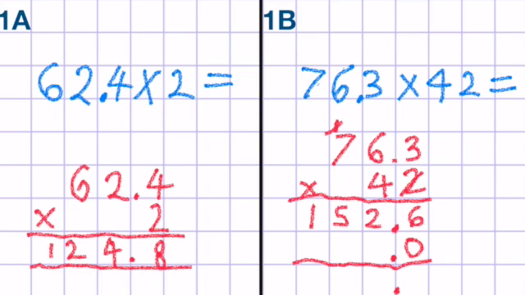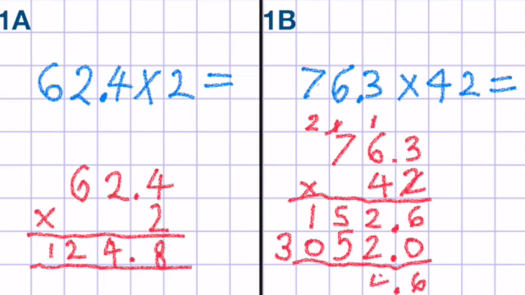4 times 3 is 12. A 2 here, or 1 here. 4 times 6 is 24, plus 1 is 25. So the 5 goes here, the 2 goes here. 4 times 7 is 28, plus 2 is 30. So it's 30. So that's 6.